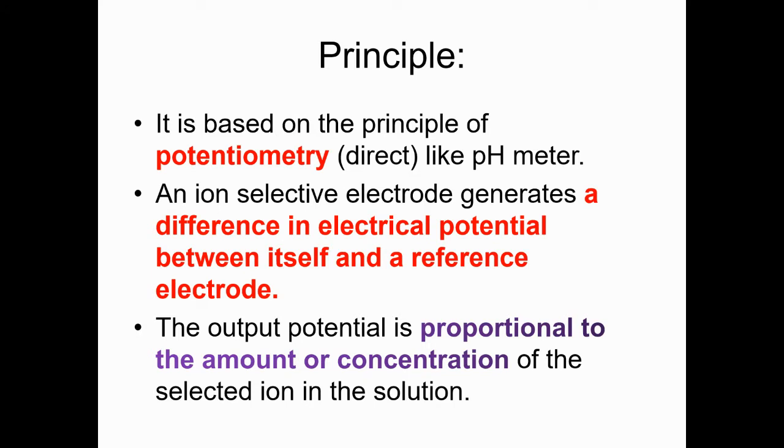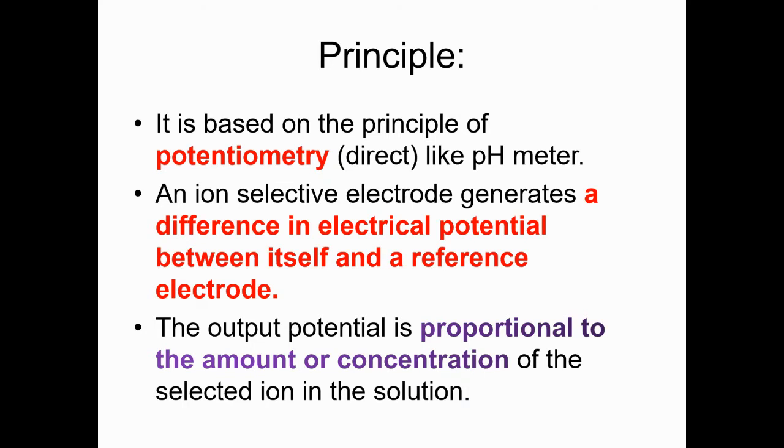Okay, and then they will be using an ion selective electrode. So what is the use of this ion selective electrode? This ion selective electrode will generate a difference in electrical potential between itself and a reference electrode. So the output potential is the second point. An ion selective electrode will generate a difference in electrical potential. That's an important principle behind this.